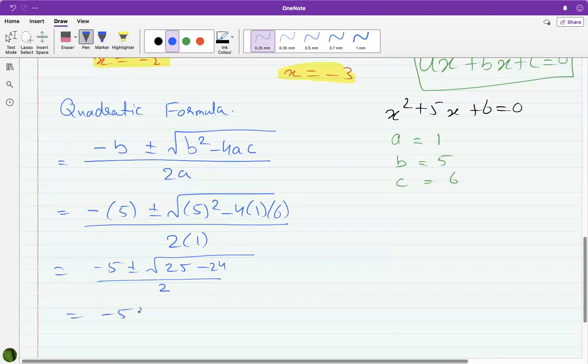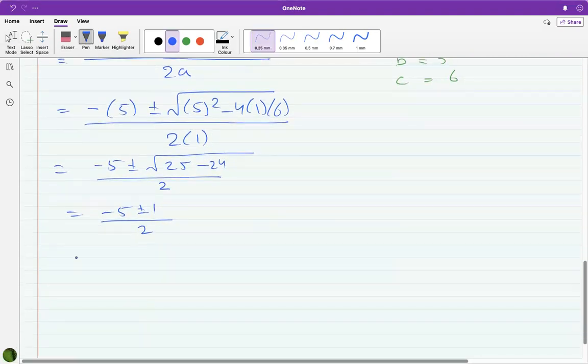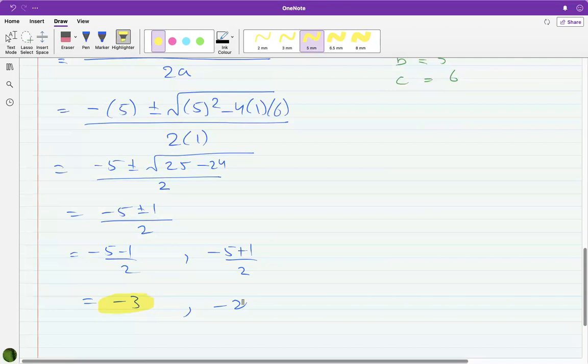Square root of 1 is 1, by 2. So minus 5 minus 1 by 2, and the other is minus 5 plus 1 by 2. Simplifying it, minus 3 and minus 2. Any sort of disagreement in these values?